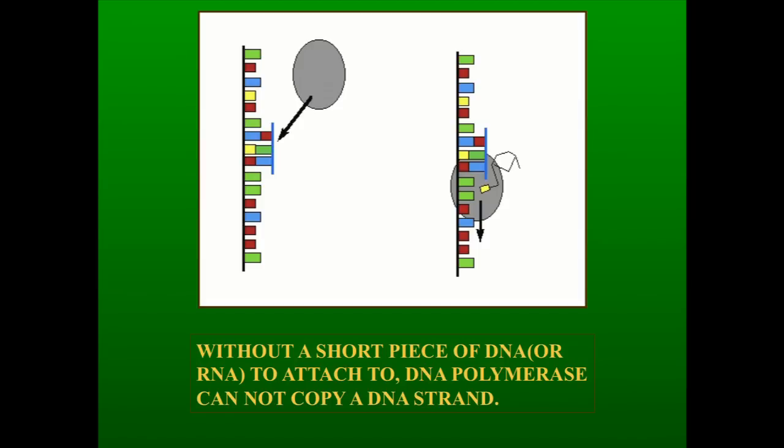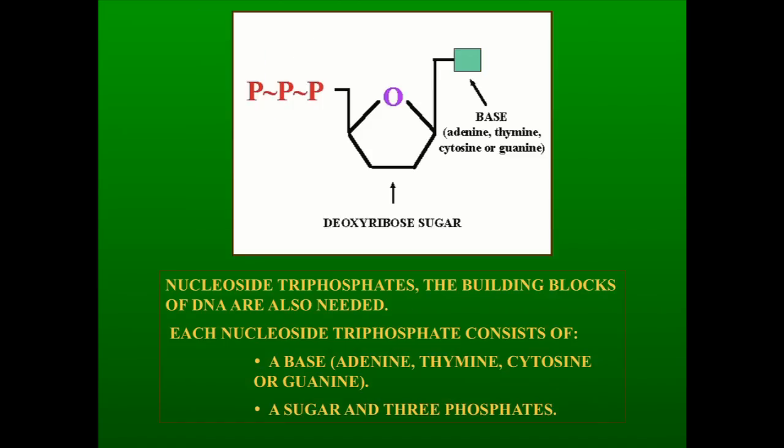So without a short piece of DNA or RNA to attach to, DNA polymerase cannot copy. Therefore, the primers then are essential, and their recognition creates a double-stranded region, which is then recognized by the DNA polymerase, which then begins to synthesize the complementary strand on that single-stranded DNA. We also need the base pairs, the adenine, thymine, cytosine, and guanine of DNA, to be present.